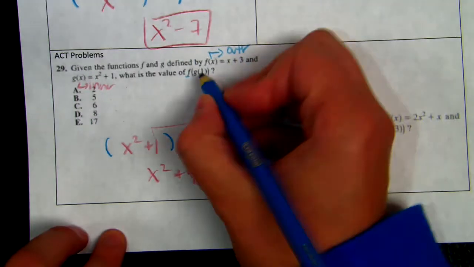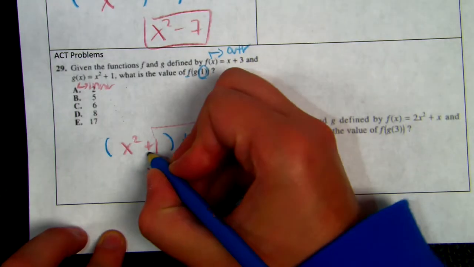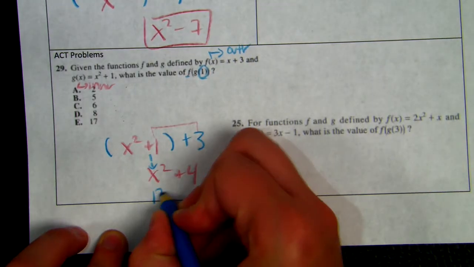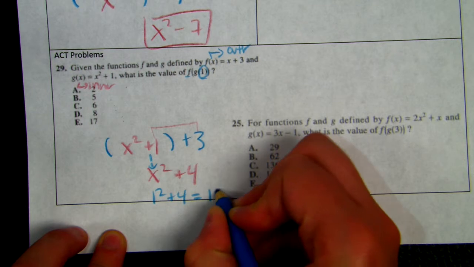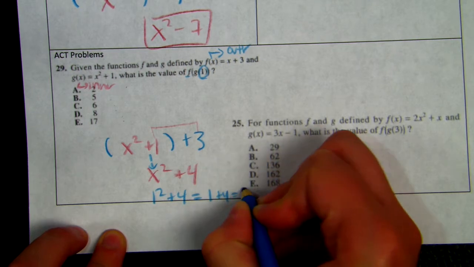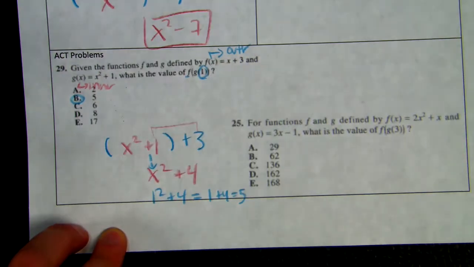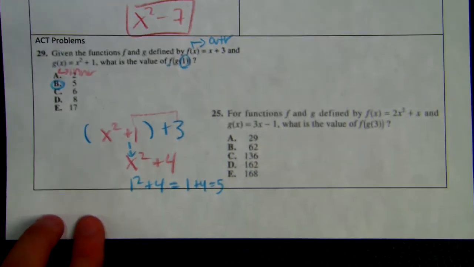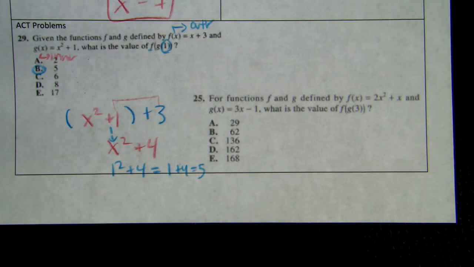What does x equal here? 1. So I'm going to plug 1 in there. So I have 1 squared plus 4. That's 1 plus 4, which equals 5, which should be B. Good. Next up, we have question number 25.